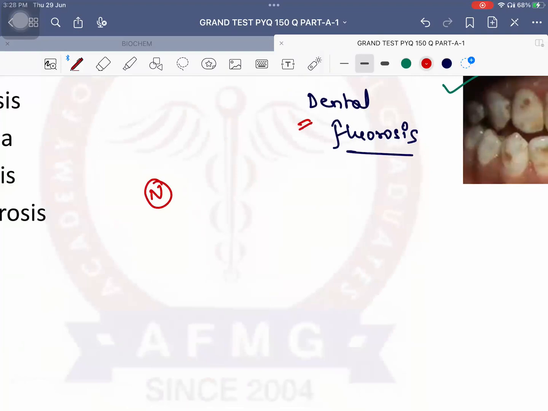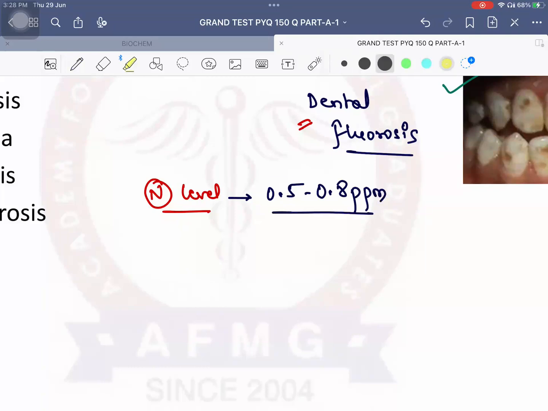So what is the optimum or normal level of fluorine? What is the most common source of fluorine? Drinking water. What is the normal level of fluorine in drinking water? 0.5 to 0.8 ppm, parts per million or milligrams per liter. That's one and the same thing. ठीक है? तो ये question आ चुका है.